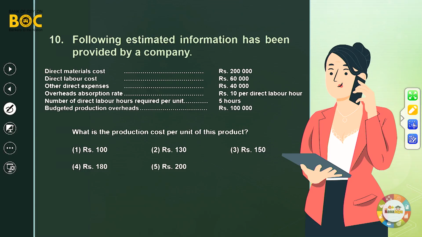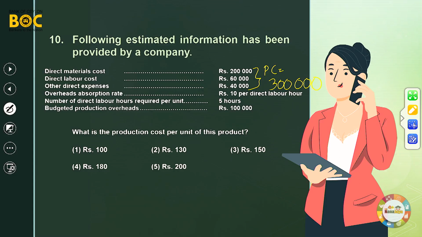And we have direct material cost, direct material, direct labor, direct expense. This addition we call prime cost. 200,000 plus 60,000 plus 40,000, prime cost is 300,000 rupees.